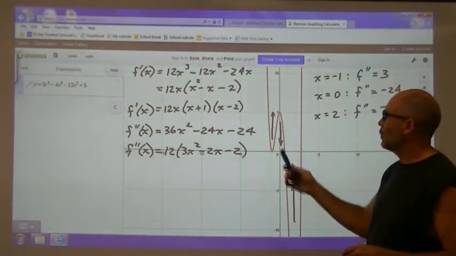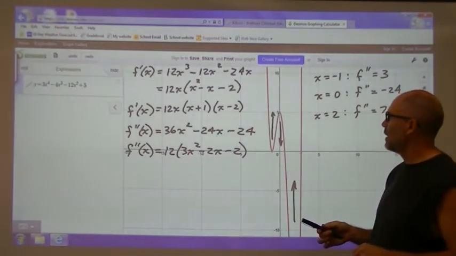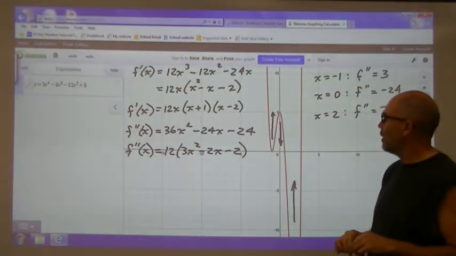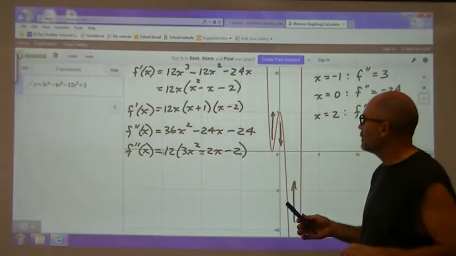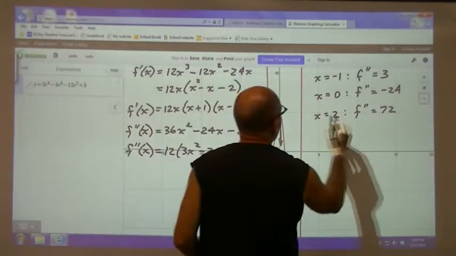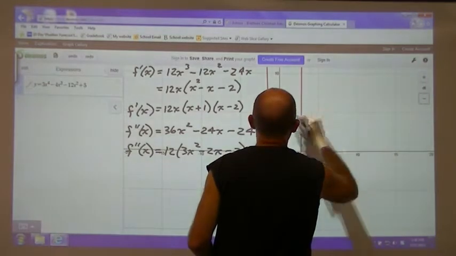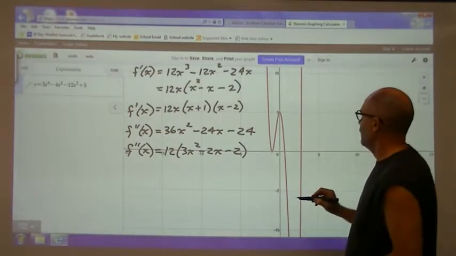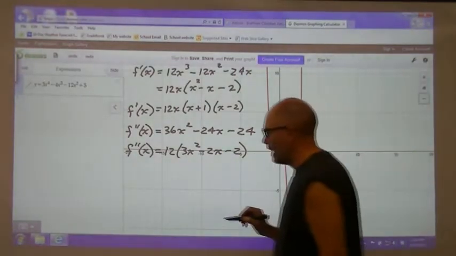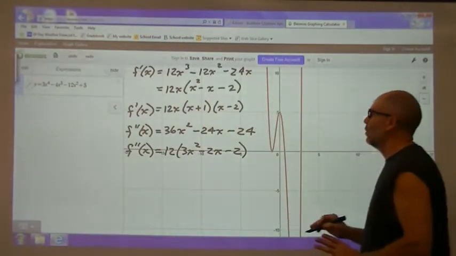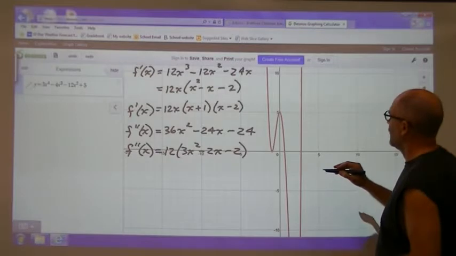One last thing that we can do here before we cruise onward is find the points of inflection. To find the points of inflection, we have to find out where the second derivative goes from positive to negative. Before we actually do that with a function, I want to show you what that looks like.